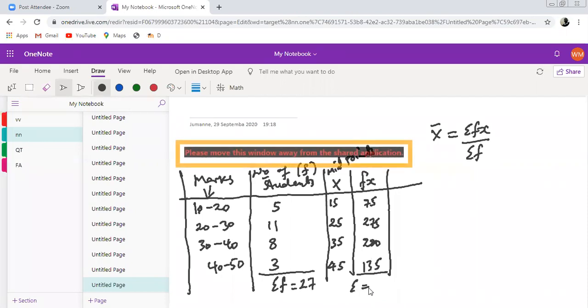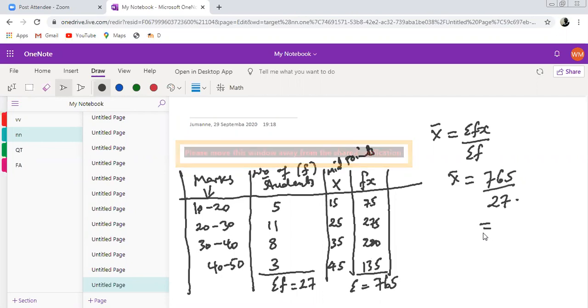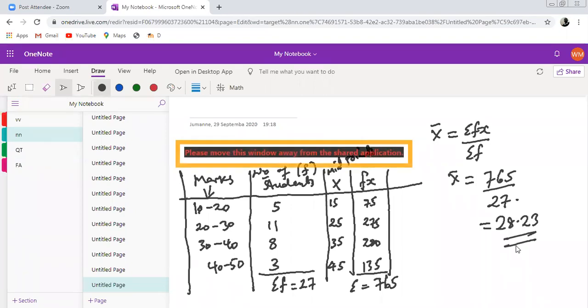What about the sum of fx? 765. Therefore, our mean, or x bar, is going to be 765 divided by 27. That is going to be our mean. 28.33. That is going to be the mean. Okay, 33, sorry. So I changed this one to be 33, like that.